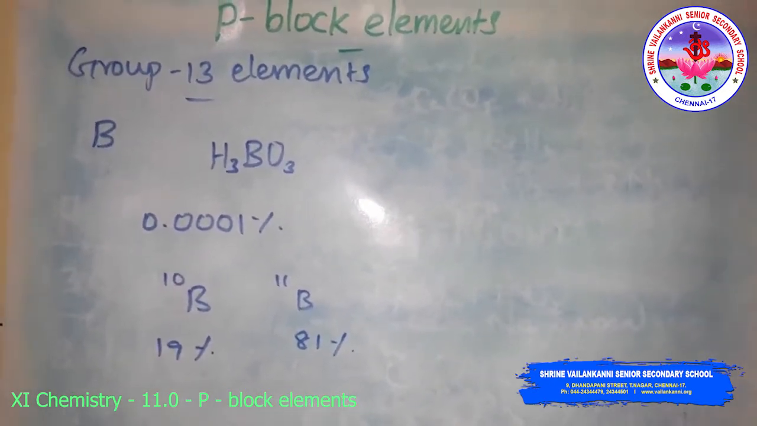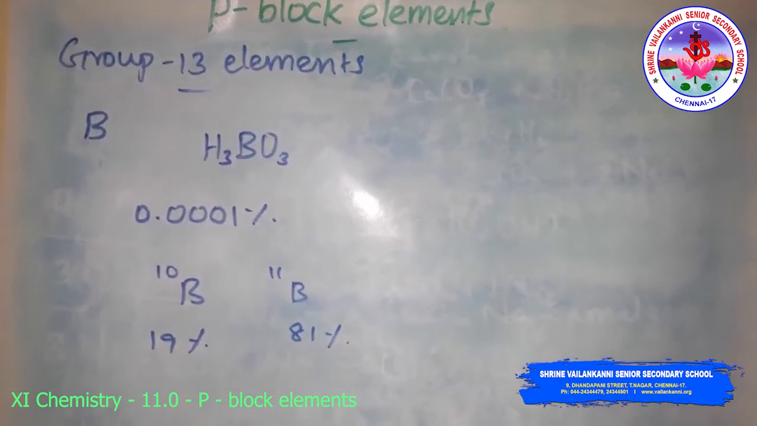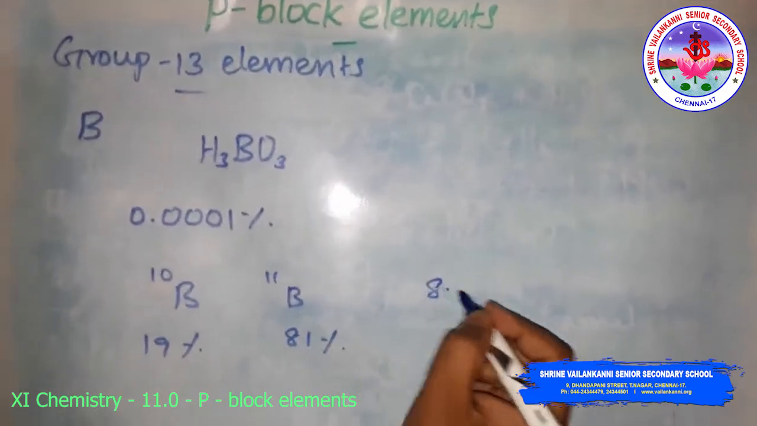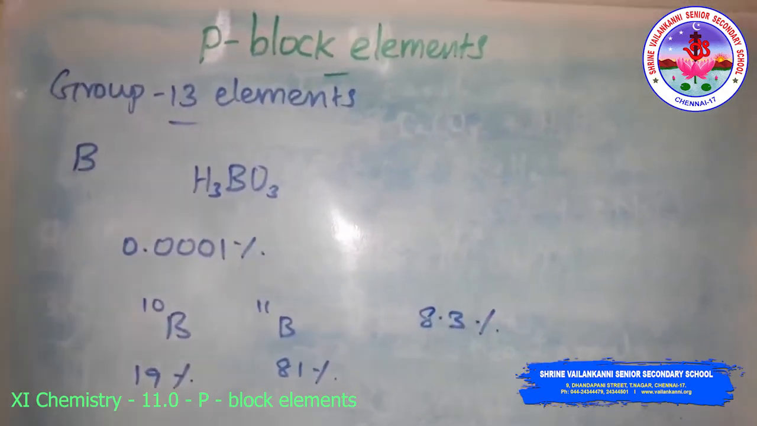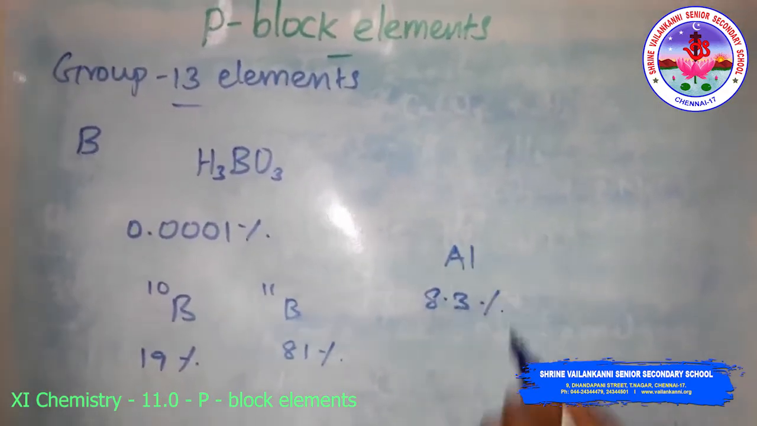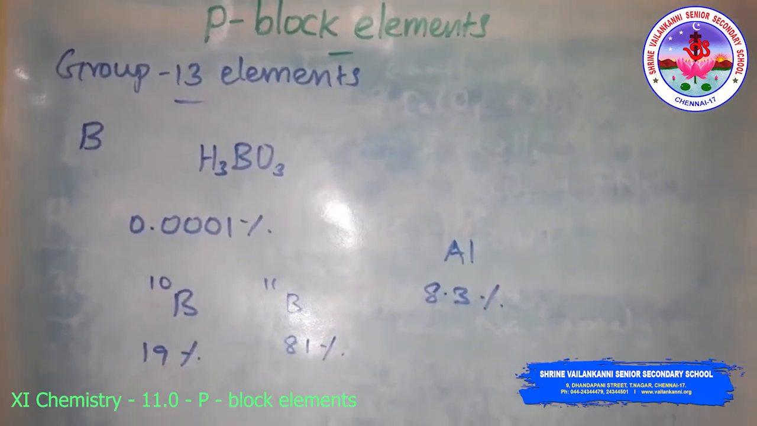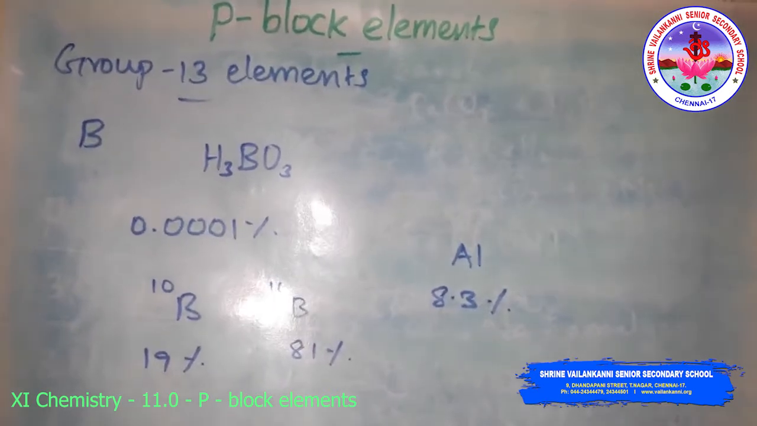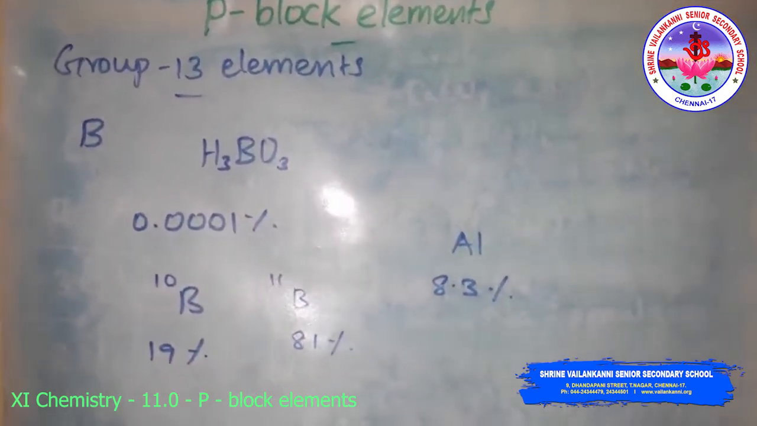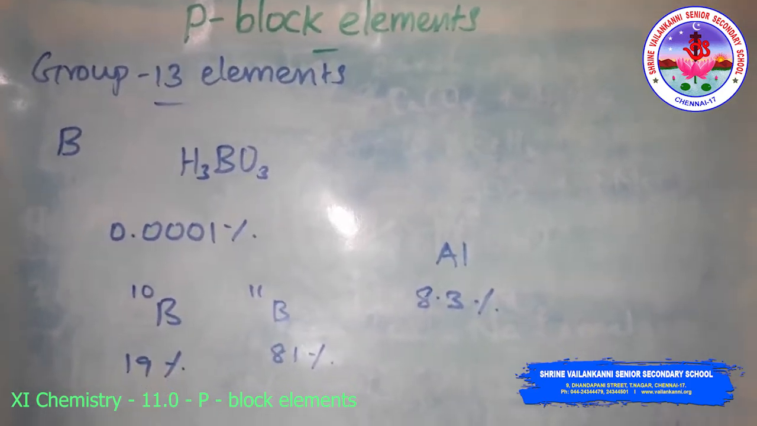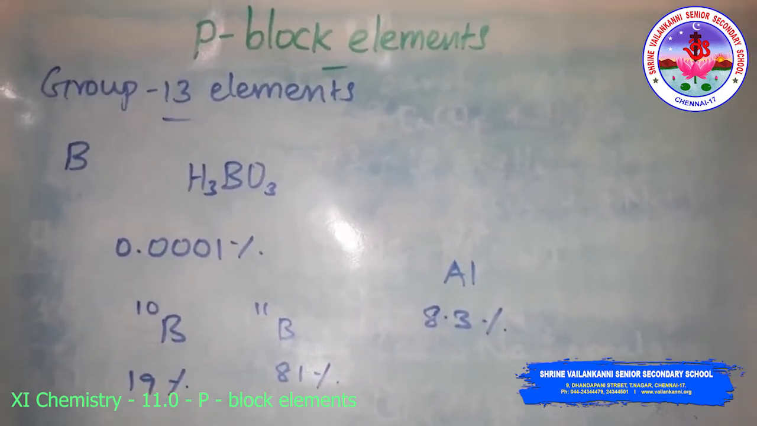Aluminium is the most abundant metal and the third most abundant element in the earth's crust, 8.3% by mass. After oxygen at 45.5% comes silicon at 27.7%. Bauxite and cryolite are important minerals of aluminium.